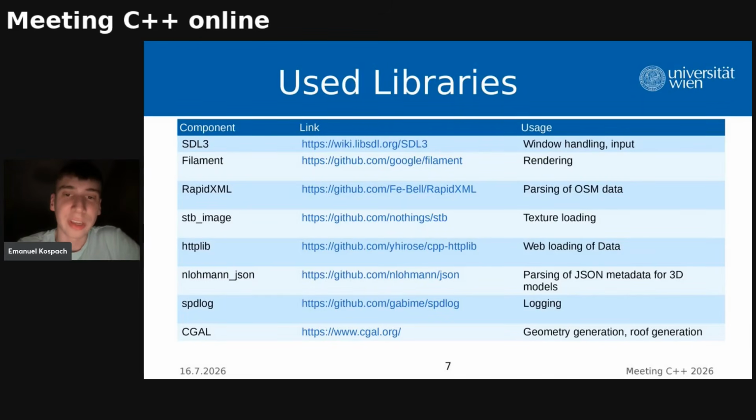And I also included a JSON library because OpenStreetMap also allows 3D models to be linked to a building, and then it has metadata in JSON format, so I also had to include that. And for logging, I have spdlog, and for generation of the geometry and for the roof generation, which is a bit more complex, I used the CGAL library, which provides all the geometry functions that I need.